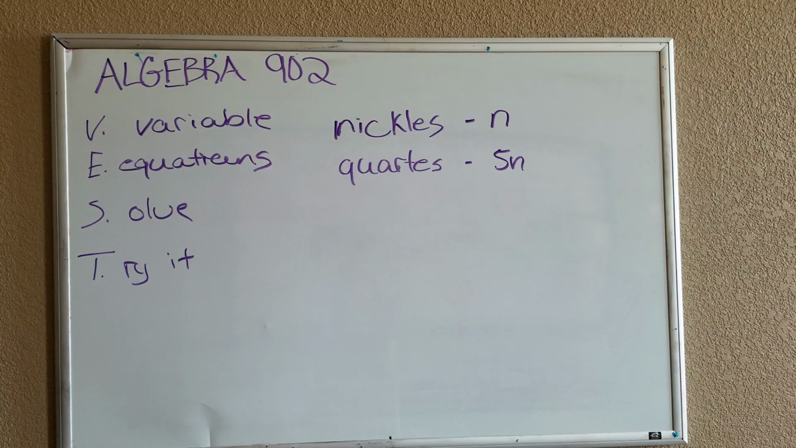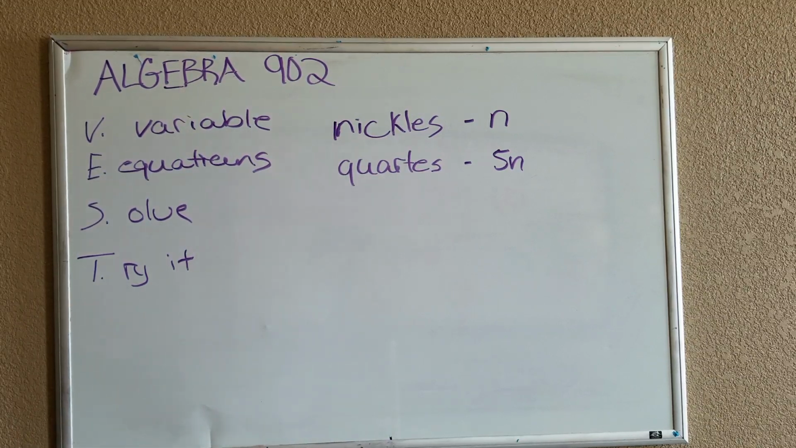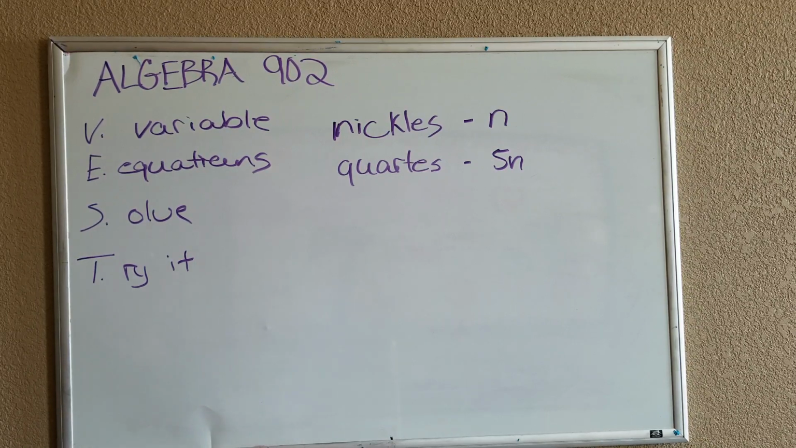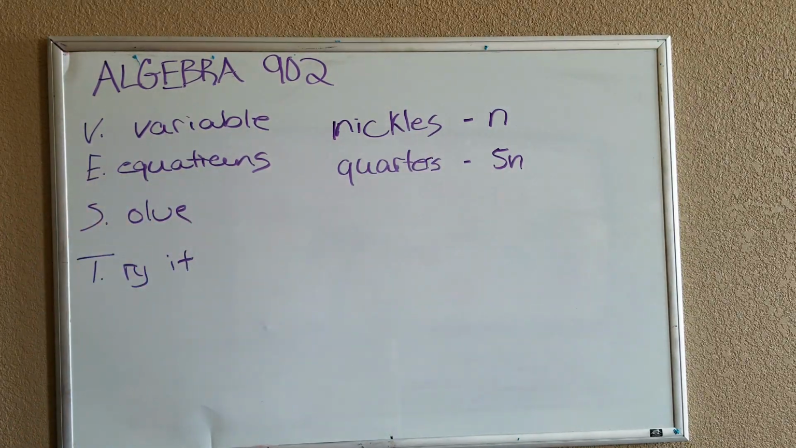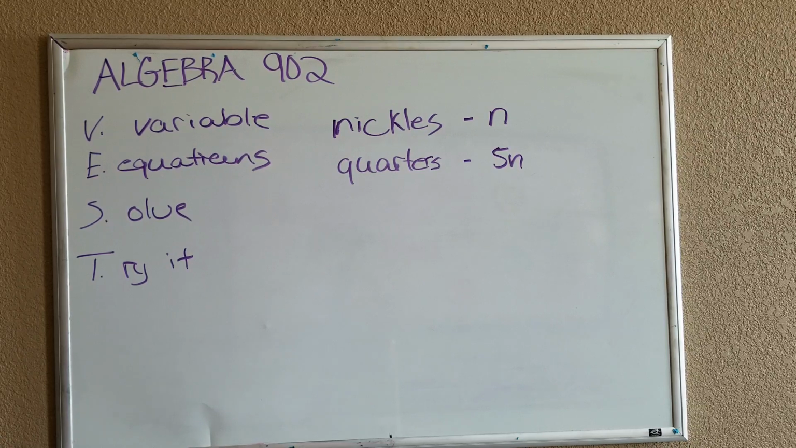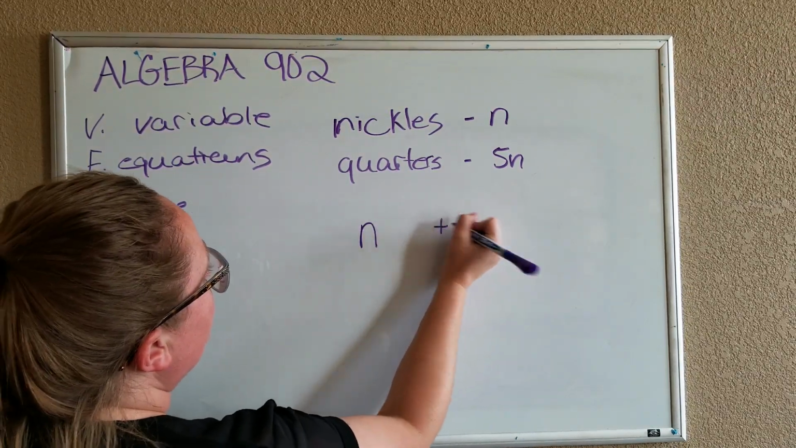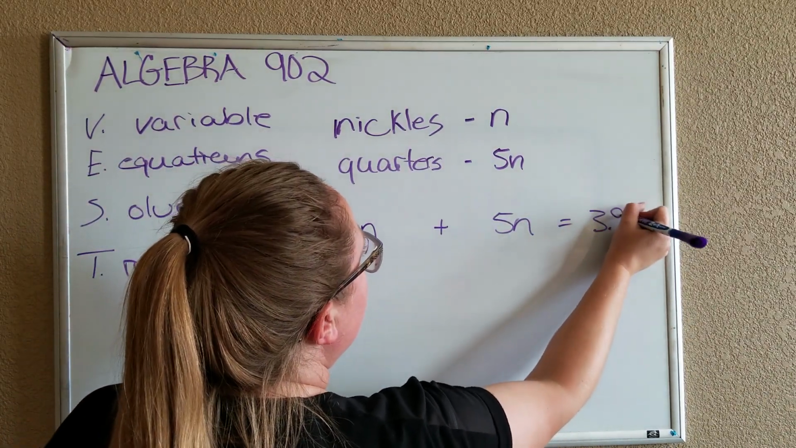Next, they want you to write your equation that would be used, okay? So in money problems, you know that her nickels plus her quarters, I forgot the R on quarters. There you go. The nickels plus the quarters is going to equal $3.90. So you know her nickels is n, plus the quarters, which is 5n, should equal $3.90.